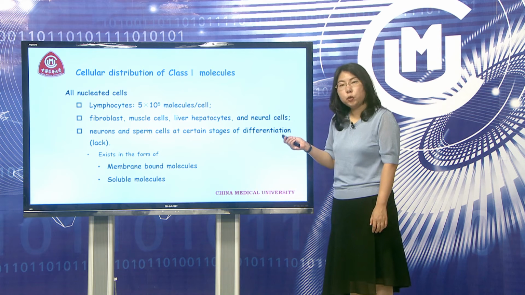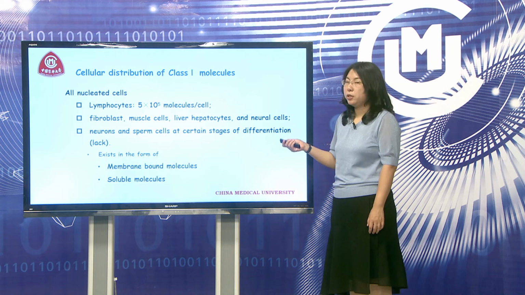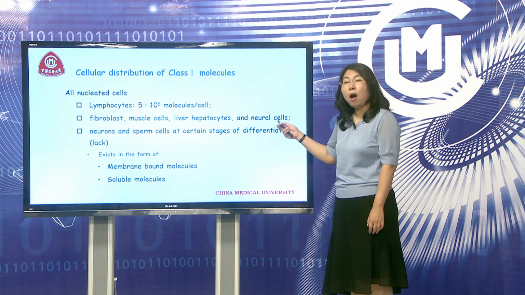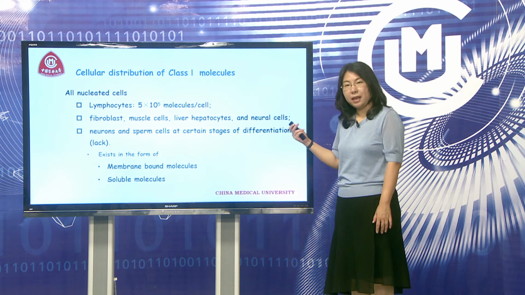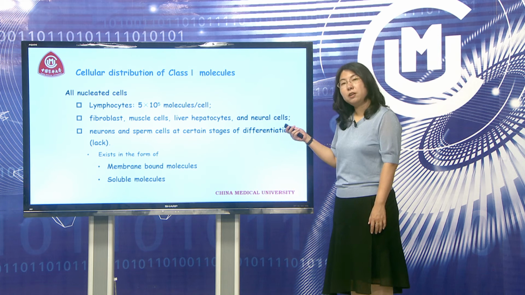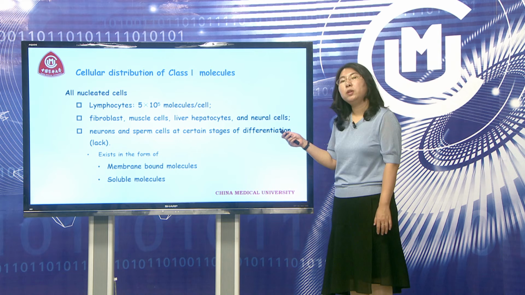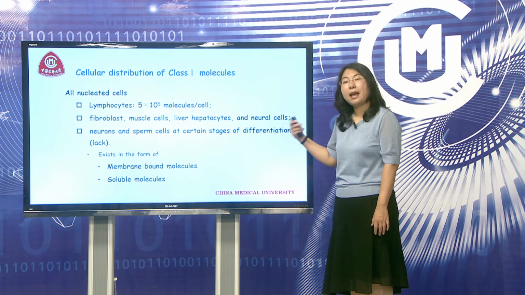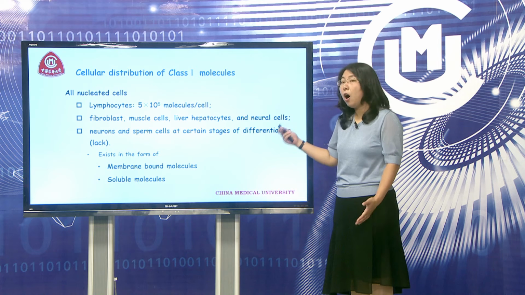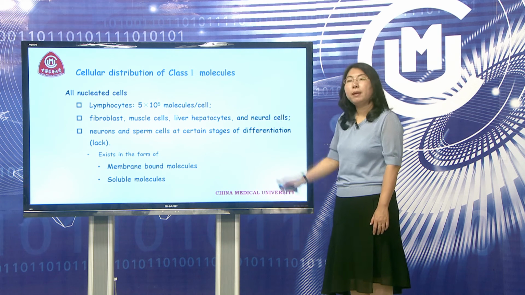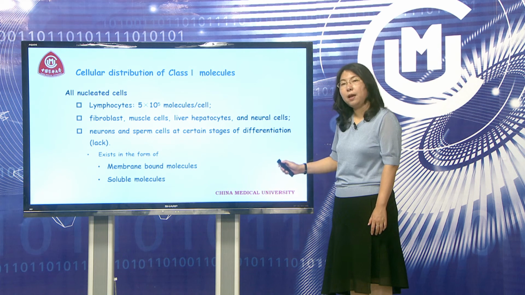And the cellular distribution of the class 1 molecule is also important, we should know. For the class 1 molecule, they are expressed on all nucleated cells. So let's think, in our body, which kind of cells have a nucleus and which kind of cells don't. Maybe you know the mature erythrocyte, the mature red blood cell, doesn't have a nucleus, right? So maybe all our other cells have a nucleus. That means all the cells in our body can express the class 1 molecule. But the density on the different types is different.